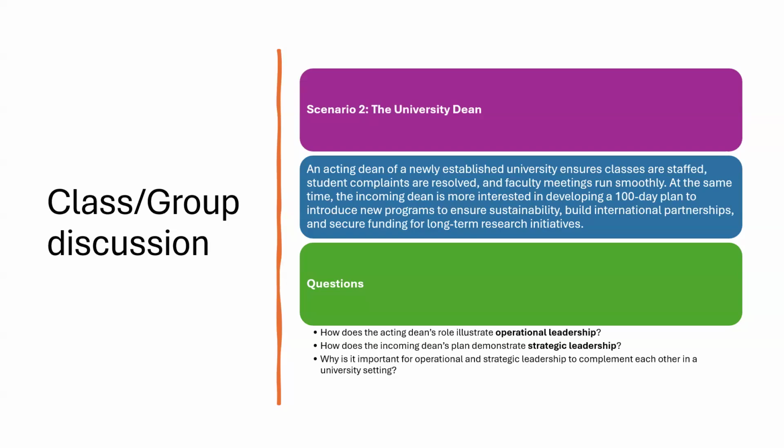Madam, they complement each other. The reason why they are supposed to complement each other is that the operations leader, the acting dean, sees what needs to be done immediately. Operational leadership and strategic leadership depend on each other for whatever organization to progress. So whatever needs to be done today will be the bedrock on which the future plans will rest. Thank you.